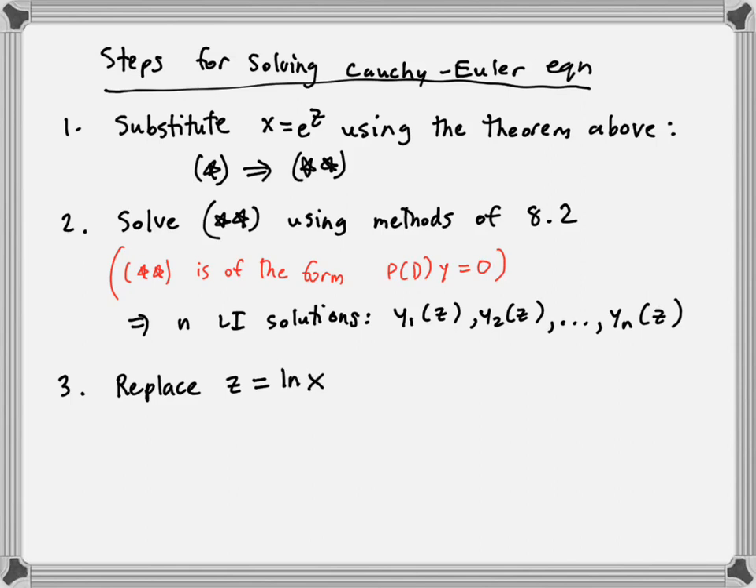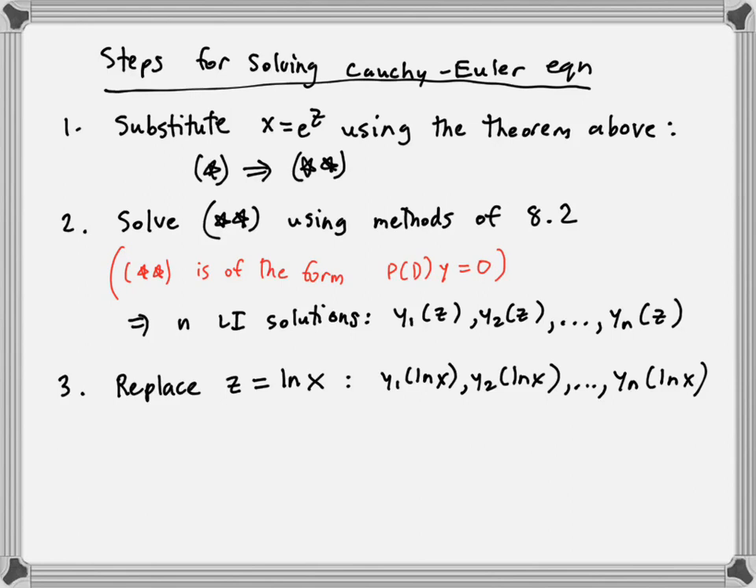I should have been a little more clear on this. Since x is equal to e to the z, that means that z is equal to the natural log of x. And so this is essentially you substituting back. You have to go back where you came from, right? So replace z equals ln of x, and so your answers are going to be y1 of ln of x, y2 of ln of x, all the way to yn of ln of x.